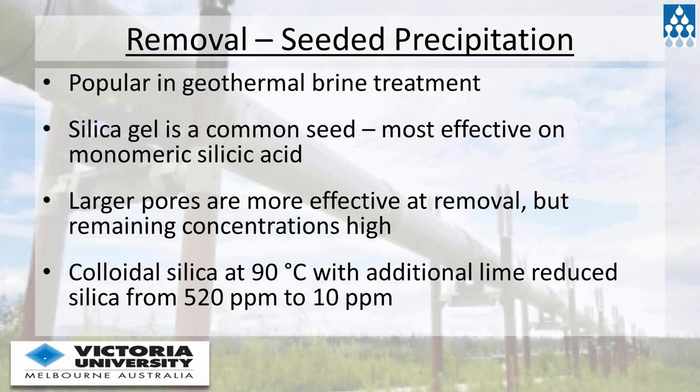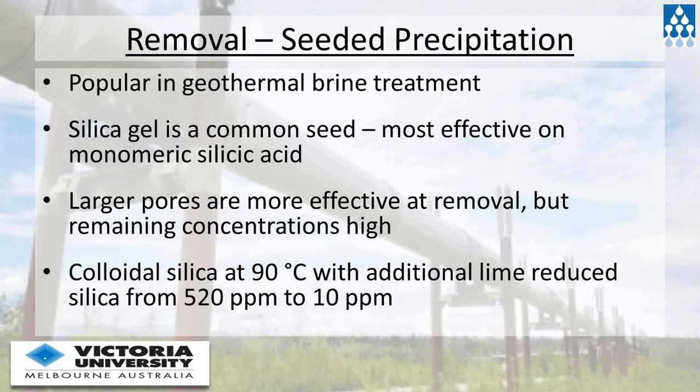The only distinction I'm using here is that seeded precipitation uses silica as the material that does the adsorption process. It's very, very useful for removing monomeric silicic acid, but was found to be less useful for the polymerics and larger, of course, colloidal material. There's a lot of research done into this which found that larger pores are more effective at removal, so you want something that has a high, large pore volume. But it does leave a lot behind as well, because it's based around the solubility more than anything.